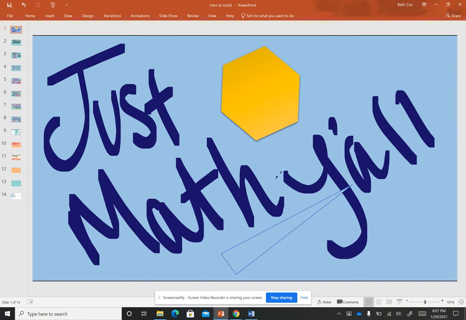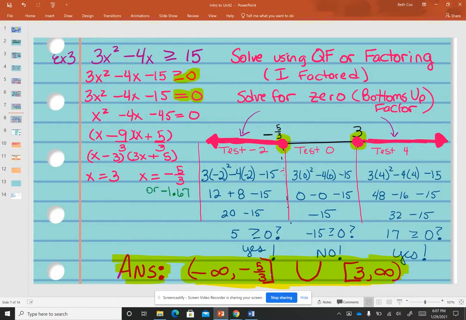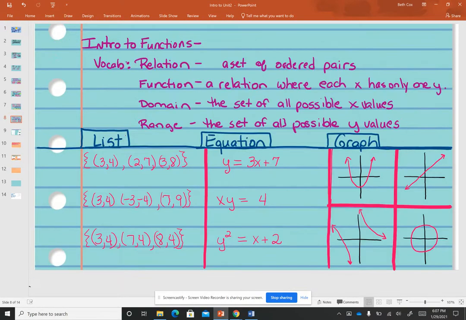Alright, today we are going to be looking at functions. We're going to look at introduction to functions, okay? Alright, let's see. Here we go. Introduction to functions. So we got a couple of vocabs that we want to look at.